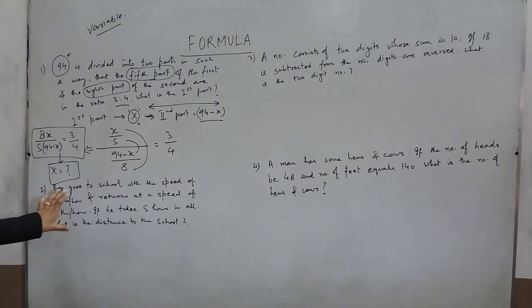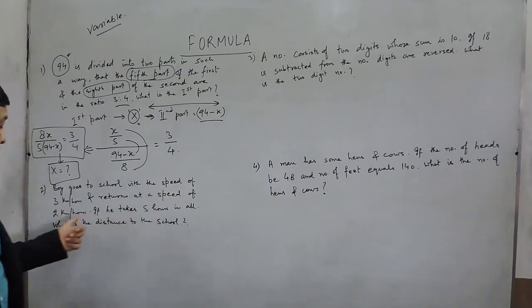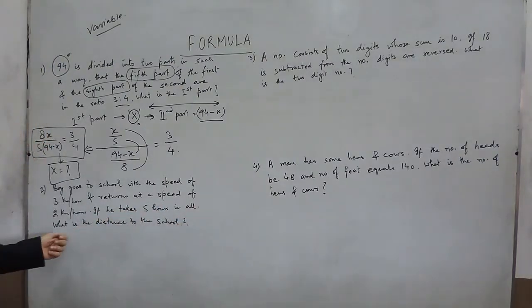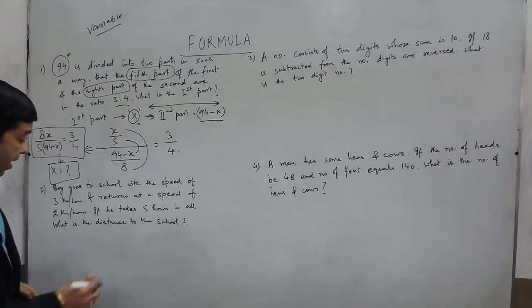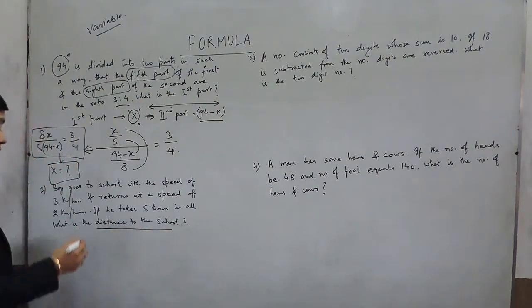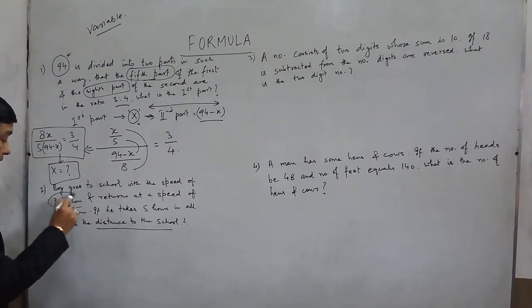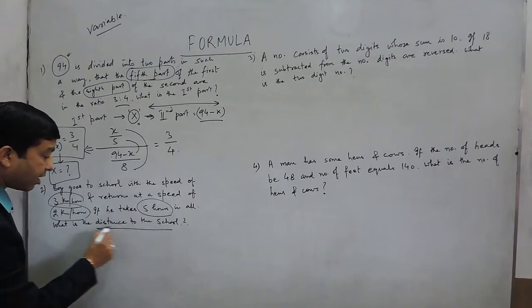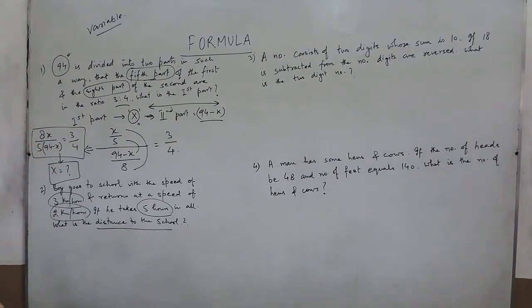Suppose there is another question. A boy goes to the school with a speed of 3 km per hour and returns at a speed of 2 km per hour. If he takes 5 hours in all, what is the distance to the school? Now, again, the constant terms are 3 km per hour, 2 km per hour, and a total of 5 hours. And the variable is the distance to the school.